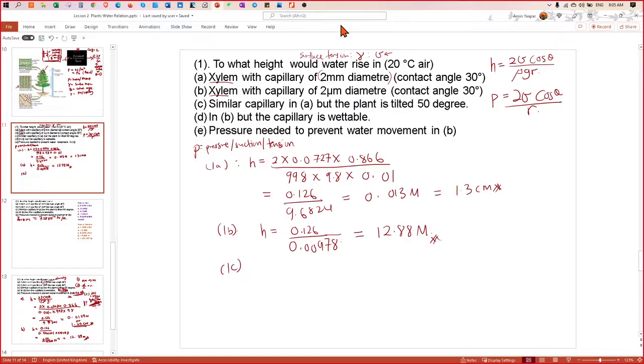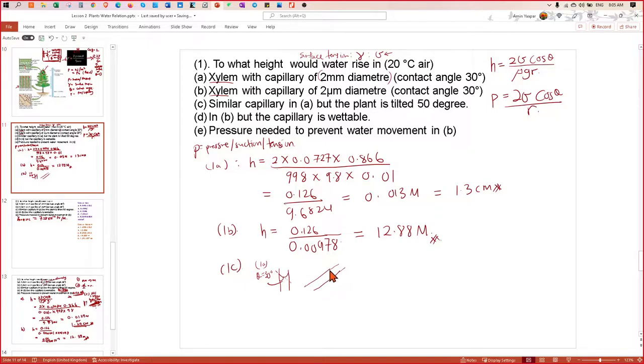Number 3, course 50. What was the question? Similar capillary as in A, but the plant is tilted 50 degree. Meaning that rather than having it straight like this with this meniscus, okay, this meniscus is the reason you have theta equals 30 degree in 1A. Now the capillary is the one tilted 50 degree. This cylinder here is the one tilted 50 degree, something like that.